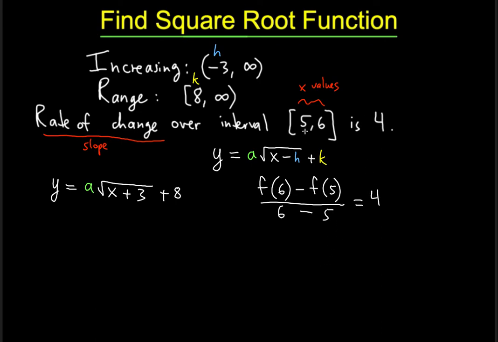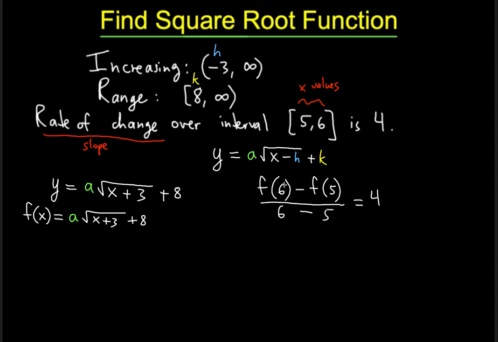So how do we put this into the function notation form? We know that y represents the function. So y by default is equal to f of x, which is equal to a times the square root of x plus 3 plus 8. All right, so we can now substitute this information. We can substitute the 6 into the x and then 5 into the x. And we know the bottom is just 1, because 6 minus 5 is 1. So we might as well not think of a fraction, but think of the numerator being equal to 4.